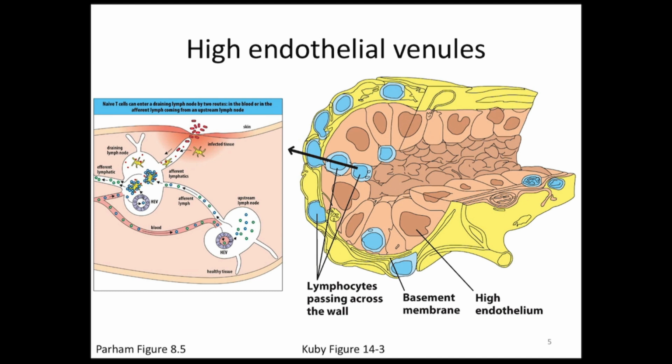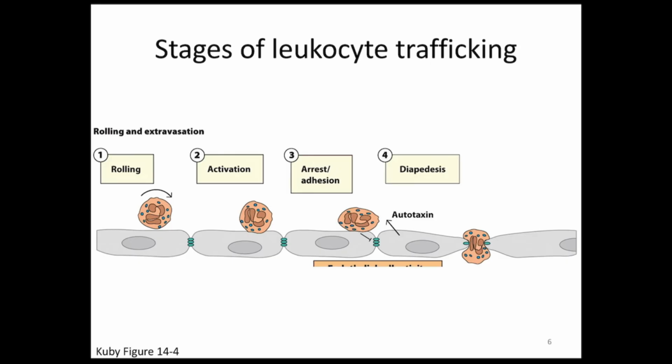So we need to think about our different steps of this process. And the first step that we're going to see is this step called rolling. In the step of rolling, what we're doing is we are slowing our cell down and pulling it over to the side of the vessel out of the stream. What's key here is that the cell is still going to roll along with the flow of blood. The cell is not going to come to a complete stop.